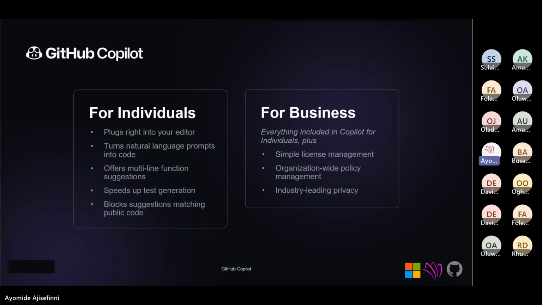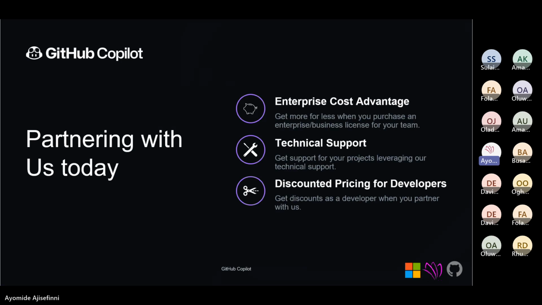Now, partnering with us today, you get so much. Most important is the enterprise cost advantage. Like I've said, you get more for less when you purchase an enterprise or business license for your team. Let's say in your organization, you're the team lead, and you want to speak to your people, say, hey, I think we need to get this license.